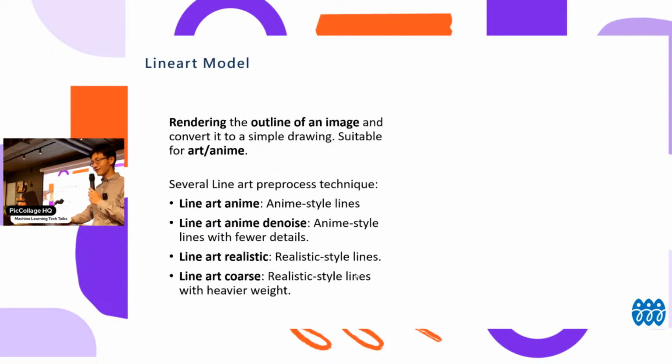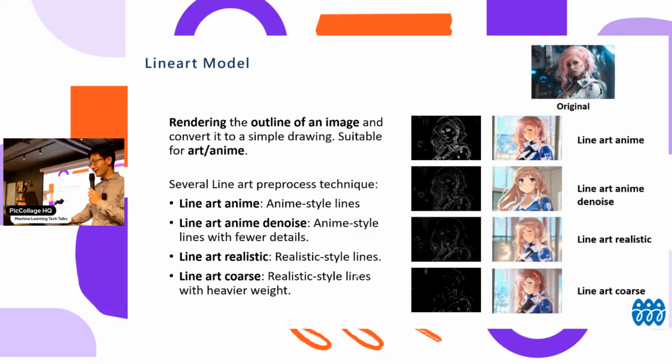Another model that can be used is the line art model. The line art model renders the outline of the image and converts it into art. There are several pre-processing techniques for the line art model, like anime, realistic, and coarse. When we take the original one and change it into line art, it changes the structure of the image, but preserves the basic structure.